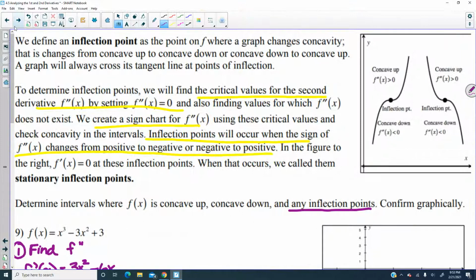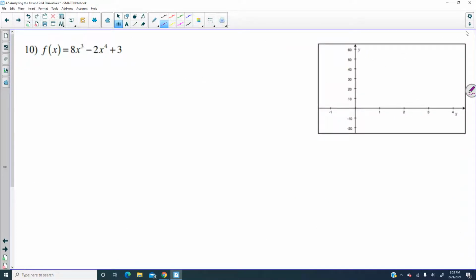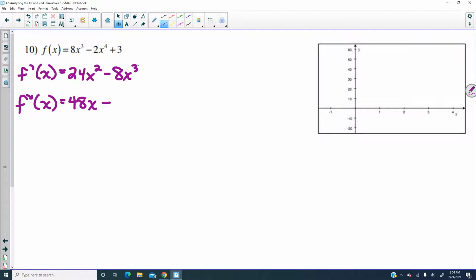All right, let's do another one. It's going to be a little bit faster this time. Okay, so here we go. We've got f of x equals 8x cubed minus 2x to the 4th plus 3. I need to find f double prime, but first I've got to find f prime. F prime, 8 times 3 is 24x squared minus 8x cubed plus 0. And then f double prime, 24 times 2 would be 48x, minus 3 times 8 would be 24x squared.